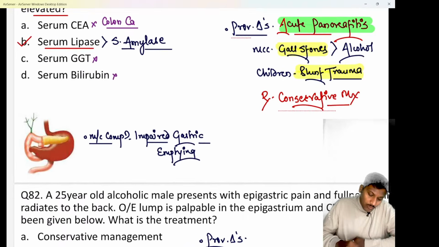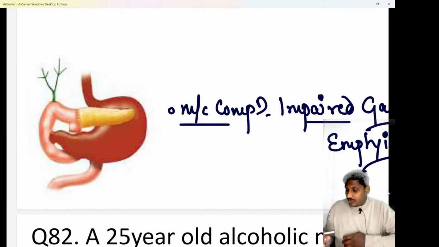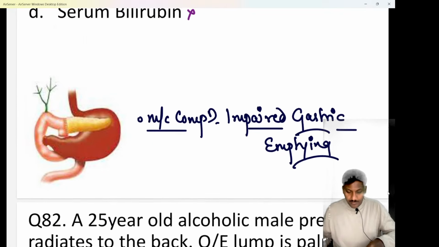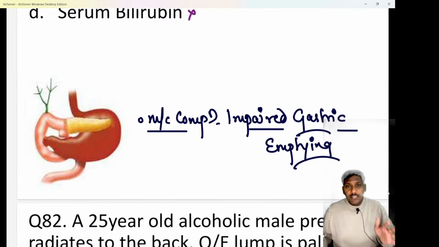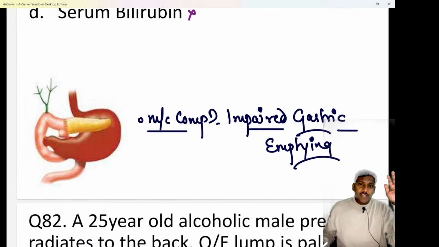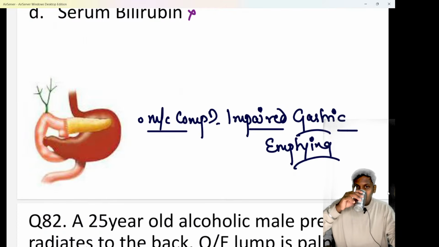Clear? Now, identify this surgery. Let me know the name in the chat box. This has been a previous year question. Just by showing the picture, they ask you what is the name of the surgery. Let me know. Anybody, what is the name of the surgery that you are able to see?